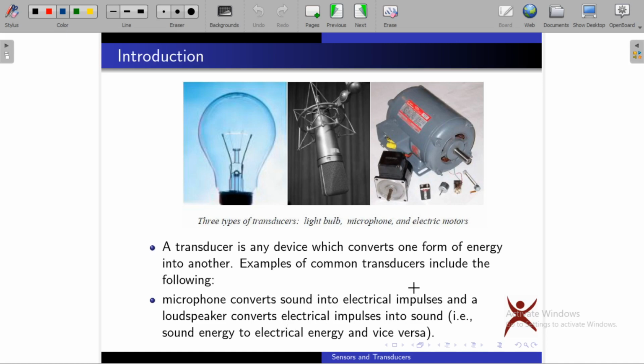A transducer is a device which converts one form of energy into another form. A microphone is a transducer as it converts sound energy into electrical signals. So, microphone is a transducer. A loudspeaker is also a transducer because it converts one form of energy into another form, electrical signal into sound energy.